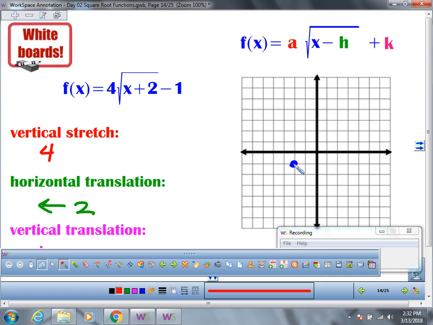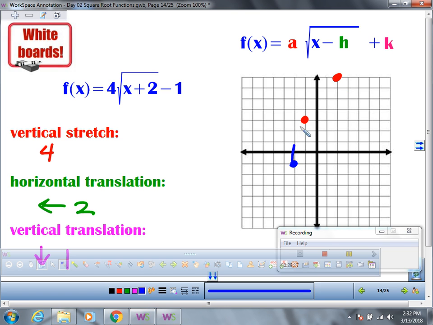So from there, I need to stretch it. Normally when I square root 1, I get 1. But I need to multiply that by 4. So I'm going to go over 1, and up 1, 2, 3, 4. Normally when I square root 4, I get 2. Over 1, 2, 3, 4, normally I get 2, but I'm going to take that and multiply it by 4. So 2 times 4 is 8. 1, 2, 3, 4, 5, 6, 7, 8. So it's got a stretch of 4.